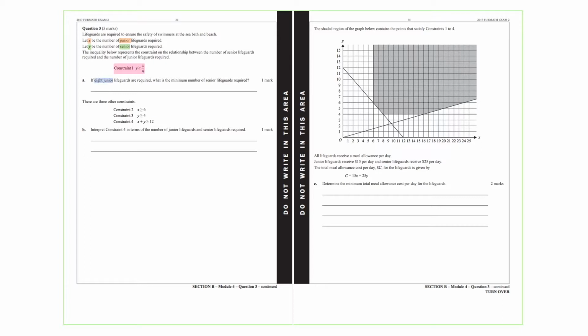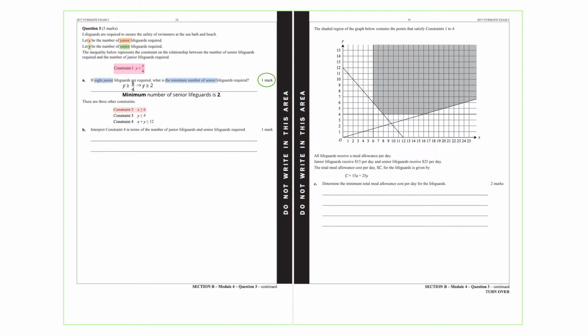Part A. If 8 junior lifeguards are required, what is the minimum number of senior lifeguards required? For this, we are going to substitute 8 into constraint 1. So y is greater than or equal to 2. The answer to this question is minimum number of senior lifeguards is 2. This question is worth 1 mark for the correct answer.